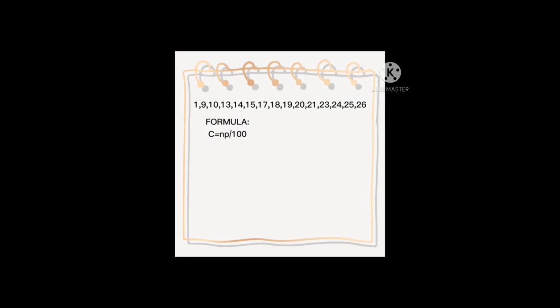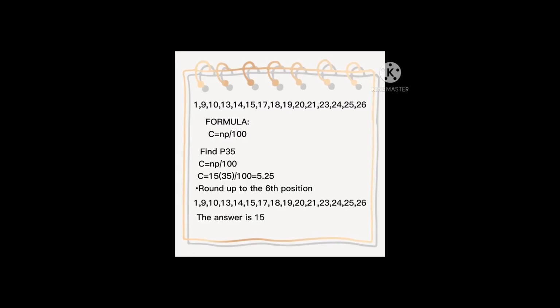And now, dito naman tayo sa formula ng percentile. Kung makikita nyo sa taas, naka-arrange ang set of scores into least to greatest. Ang formula ng percentile is C equals NP over 100. To find the 35th percentile, we are going to follow the formula. So C equals 15, which is the N, times 35, which is the P, divided by 100, equals 5.25. And the rule here is we are going to round up the decimal number into a whole number.